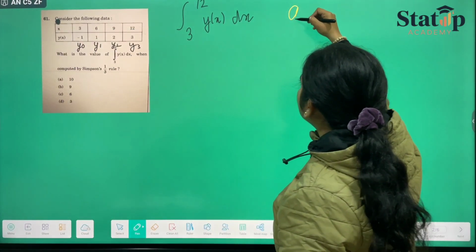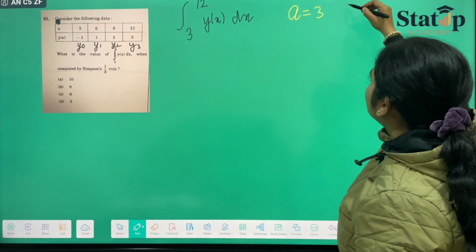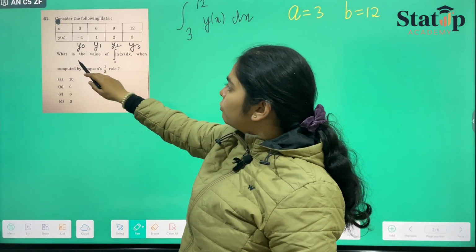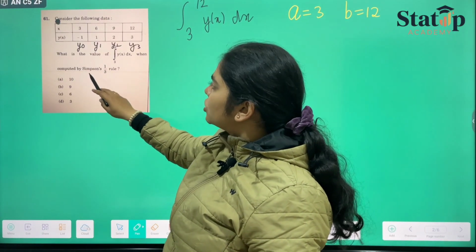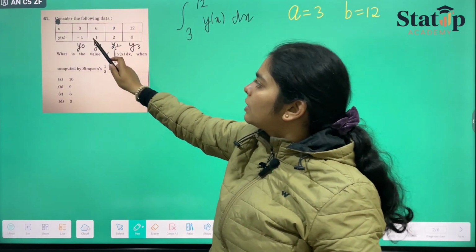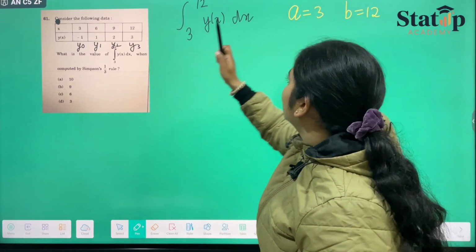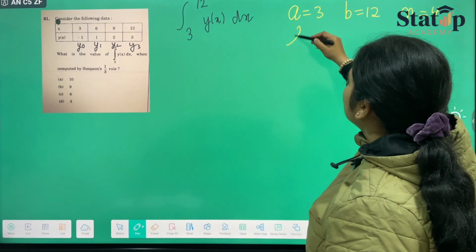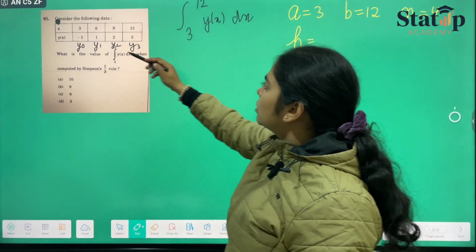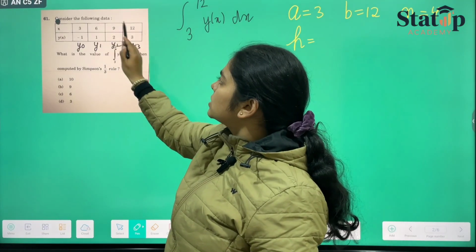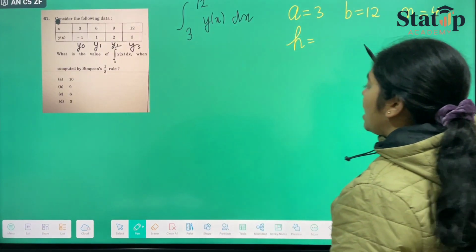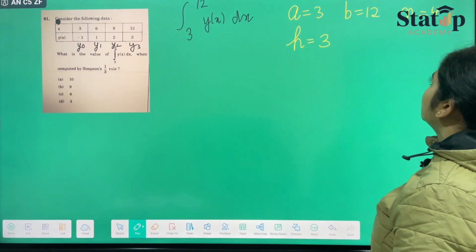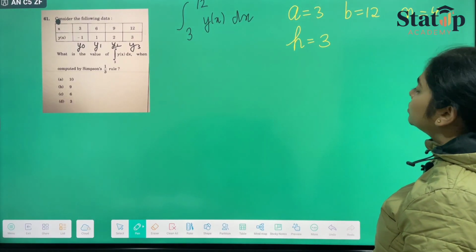So the lower limit is a, which is 3, and the upper limit is b, which is 12. H, they have not given us h, but they have given us n. N you can count 1, 2, 3 and 4. So n has been given to us as 4. We can calculate h. 6 minus 3, 9 minus 6, 12 minus 9, all will have the same interval of difference between them, which is 3.